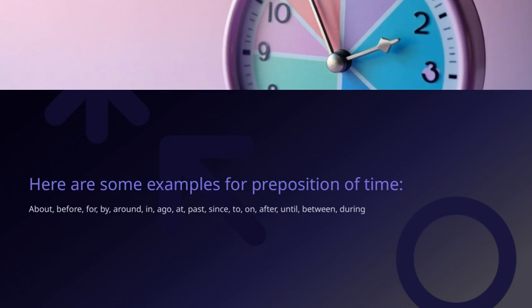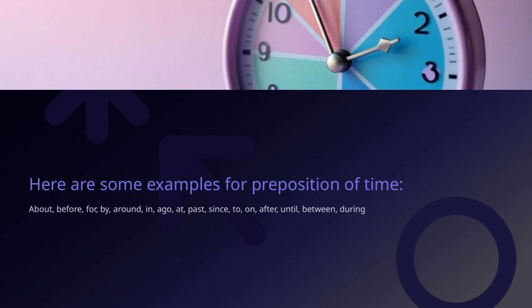Ago points to a time before now, such as 3 days ago. At specifies a specific time, at 5 o'clock. Past also indicates a time after a certain hour, past midnight. Since is used to refer to a point in the past that continues to the present, since 2010. To shows a deadline like until Friday. On specifies days and dates, such as on Monday. After refers to a time following an event, after the meeting.